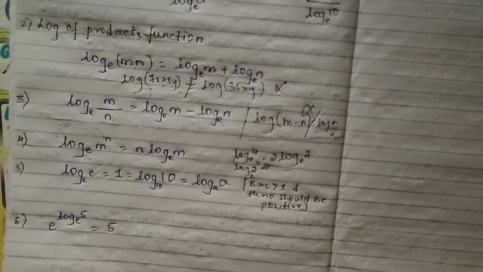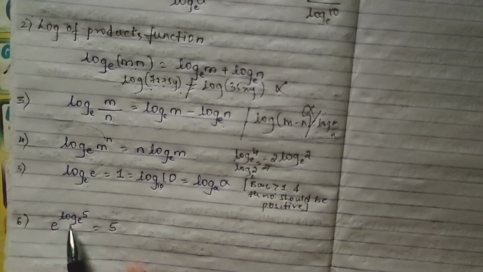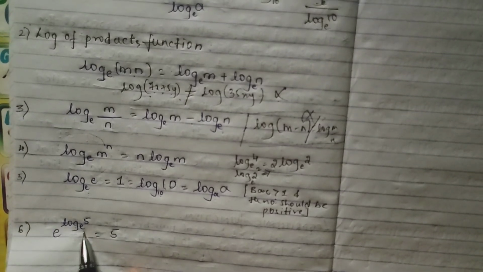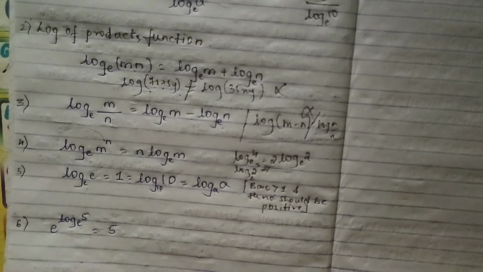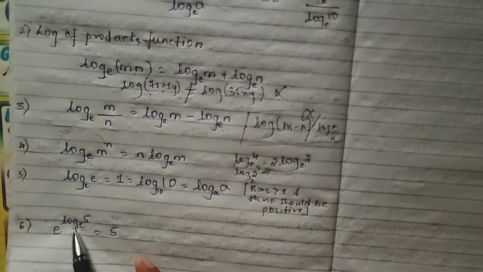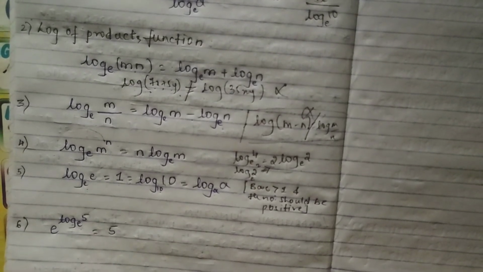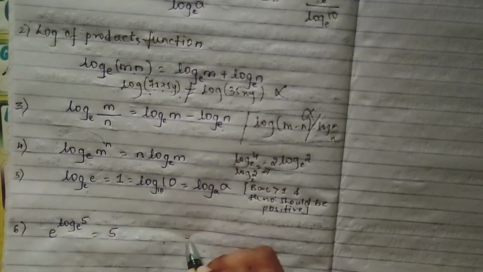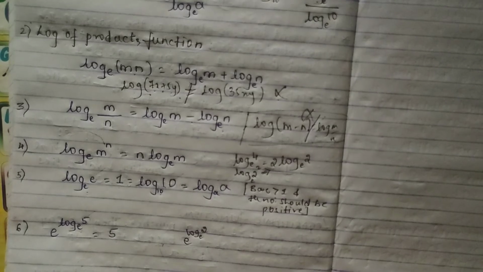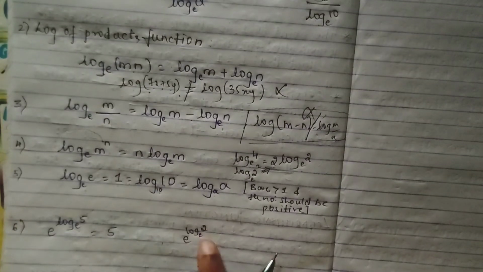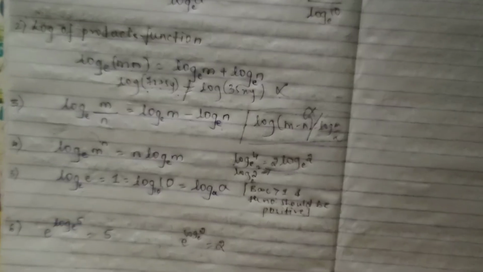One more property. This is a very important question, often asked in multiple choice. If you have e raised to log phi to the base e, then your answer will be phi. Whenever you have e raised to log to the base e of a number, the number itself will be your answer. For example, e raised to log 2 to the base e, the answer will be 2 itself.